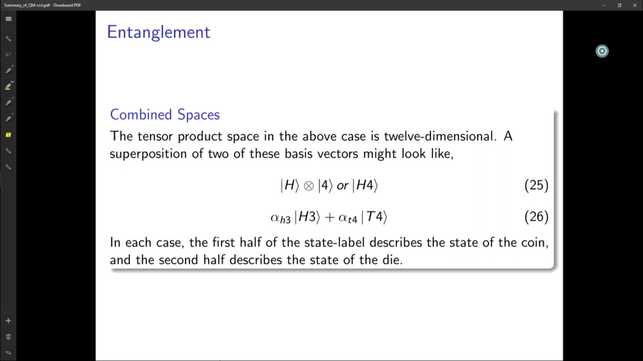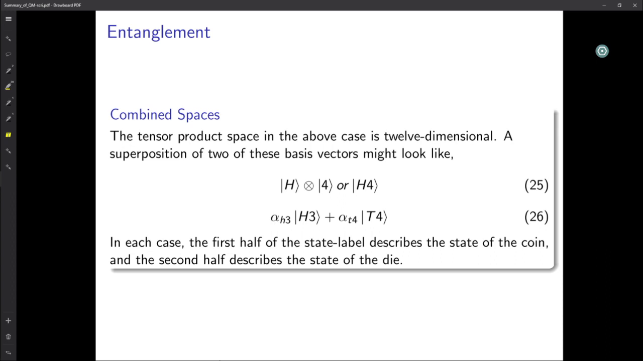So in this case, the first half of the data describes the state of the coin. And the second half describes the state of the die. So the first half in the vector space is nothing but H and T in a superposition state. So you have H and then T.